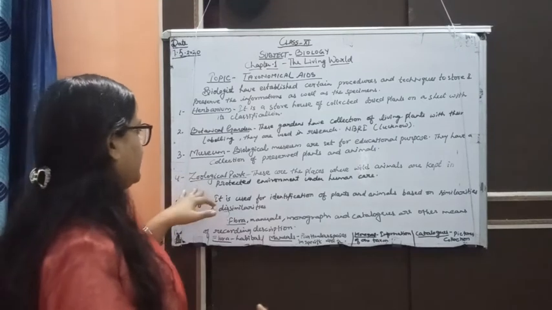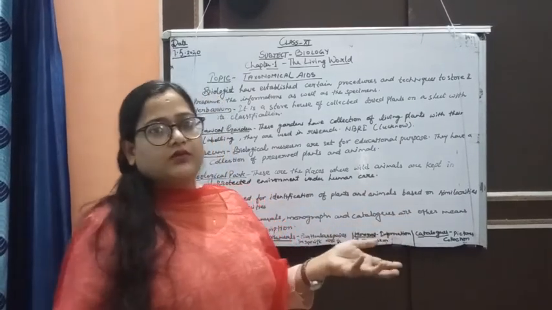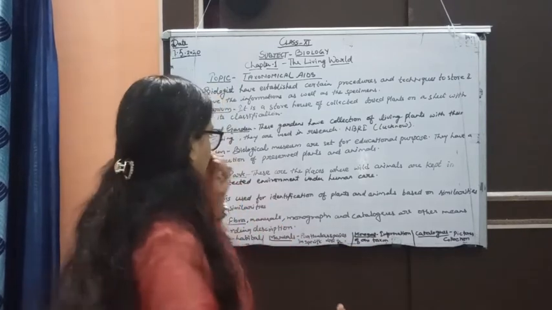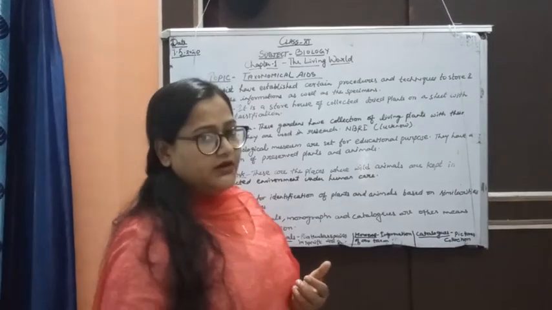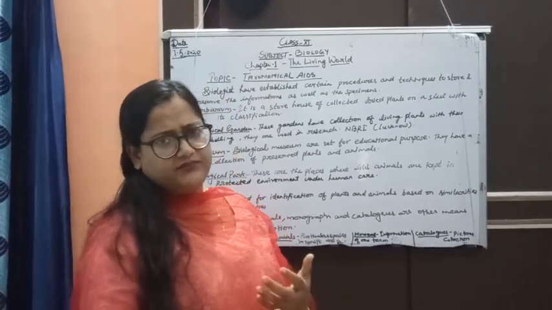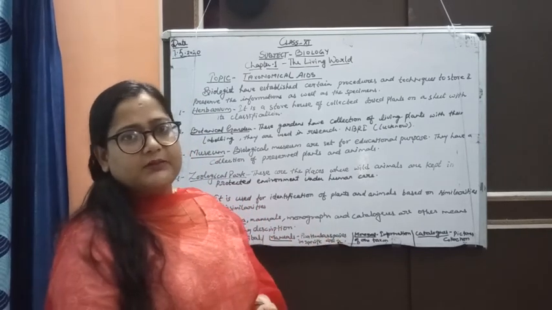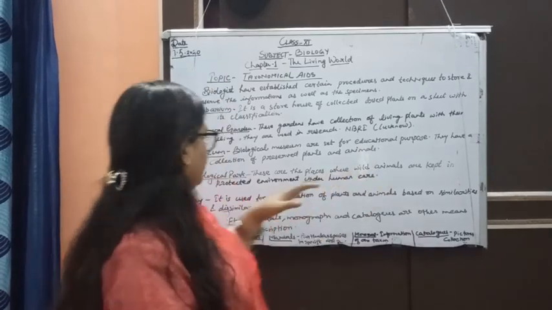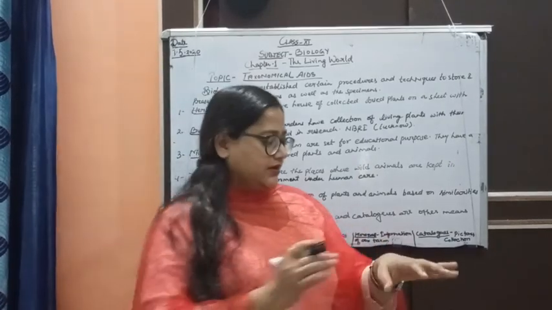Next is the zoological park. This is very common. Zoo. We generally visit the zoo. Zoos are places where wild animals are kept. Here we can see tiger, giraffe, leopards, rhinos. We can see all these animals live, and they are kept in a protected environment and under human care. Clear?